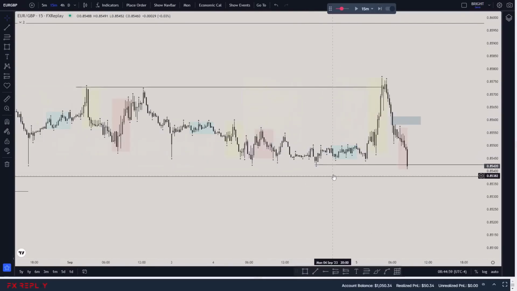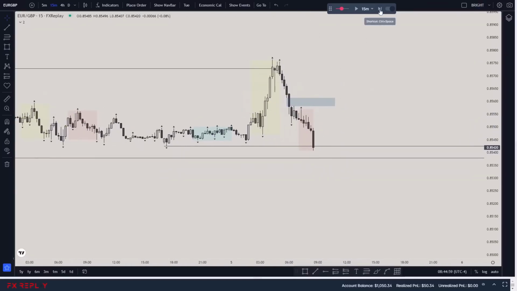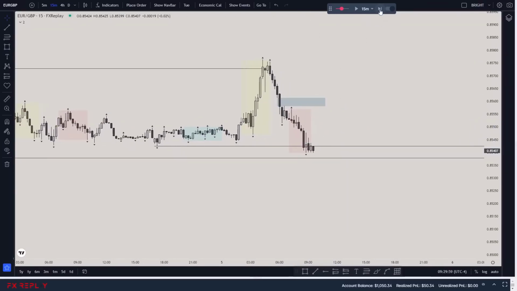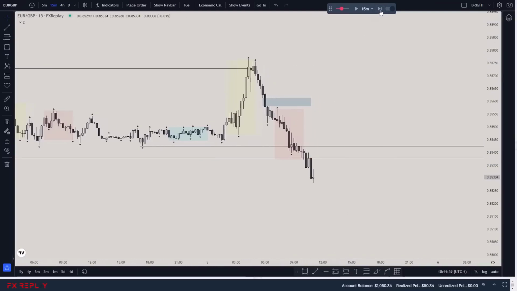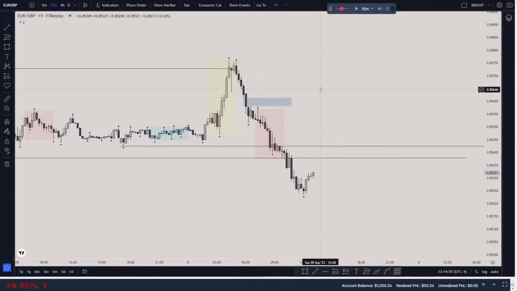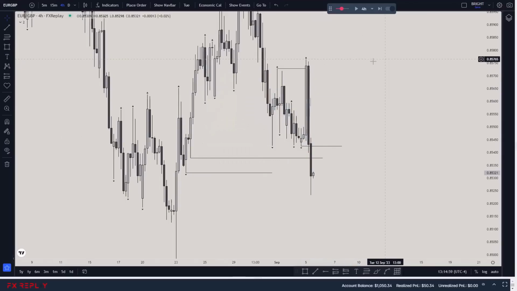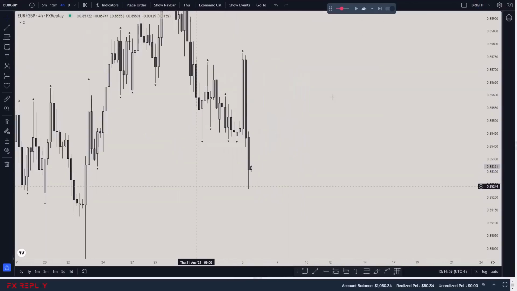And price actually goes to this low right here. So let's see if there is a reaction from this level. There's nothing. To the other liquidity level, do we have a reaction? There's nothing, and we are out of the kill zone. So back to the 4 hour. We did not have a trade here. So let's see where we go to now.